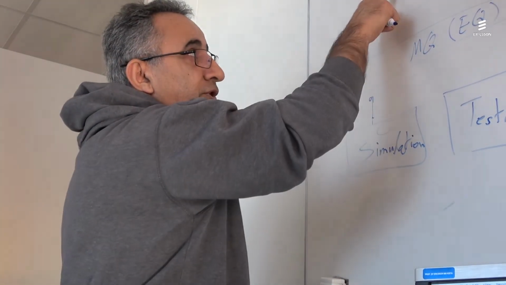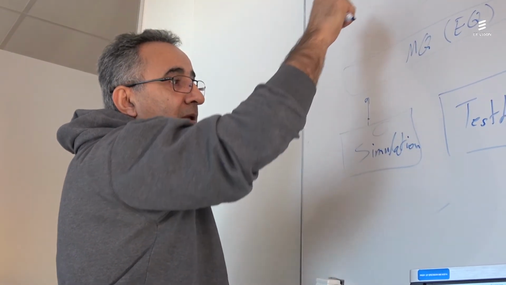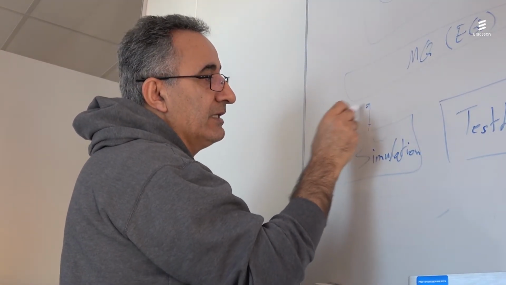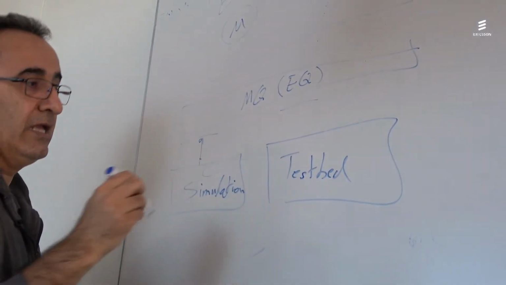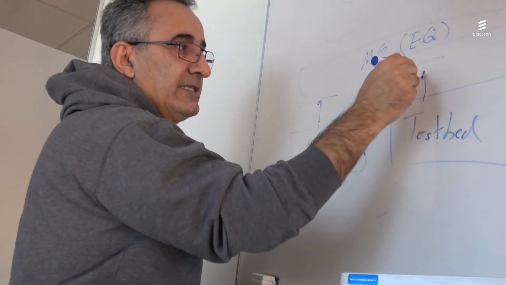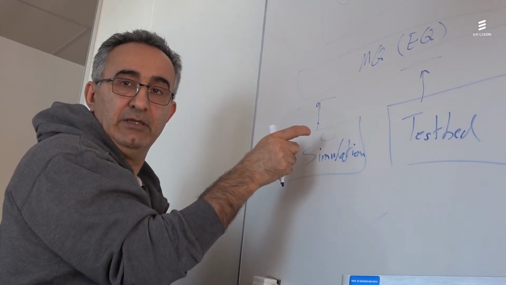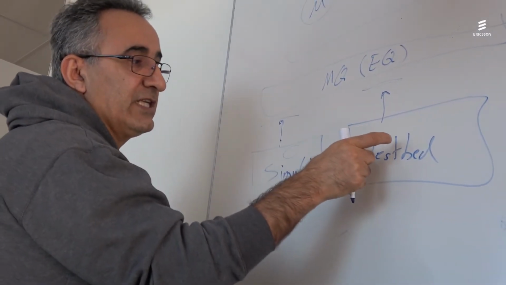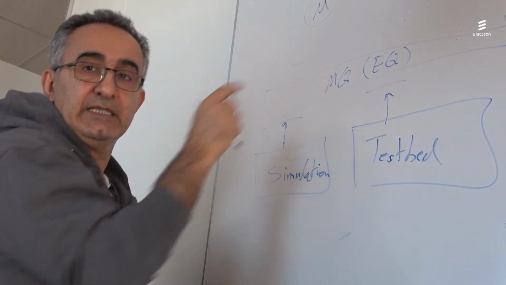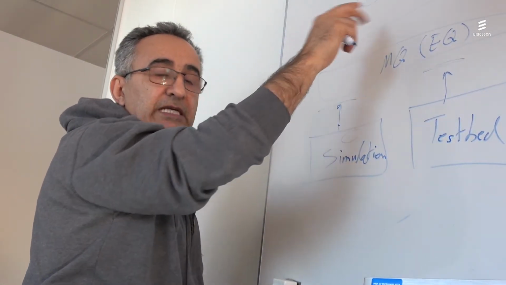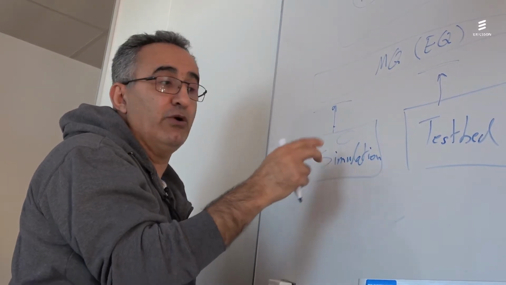And by training the model, the idea here is that the interface between the simulation and the testbed could be the same. So the data that we collect from simulation and the data from the testbed is almost the same. It looks the same. So for the model, it doesn't matter if the data comes from the simulation or from the testbed.